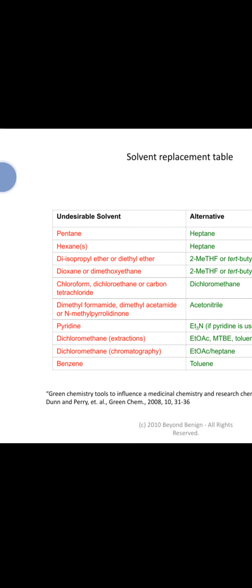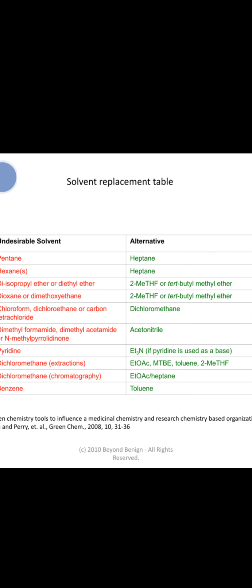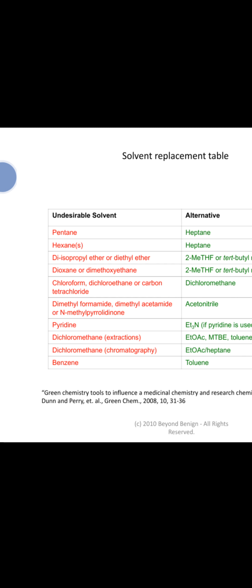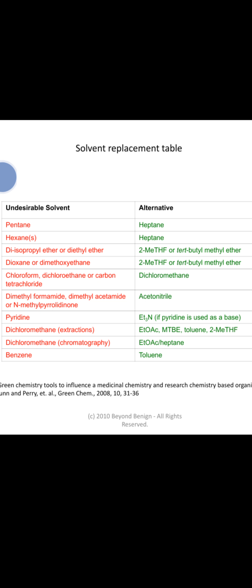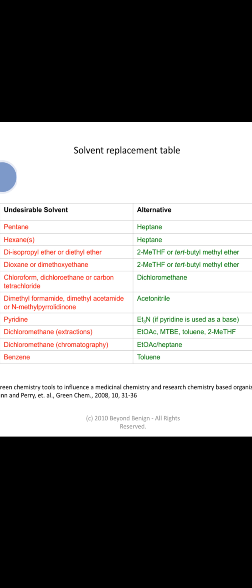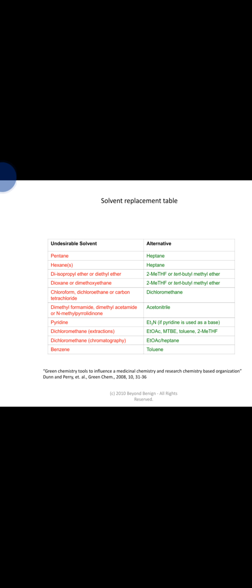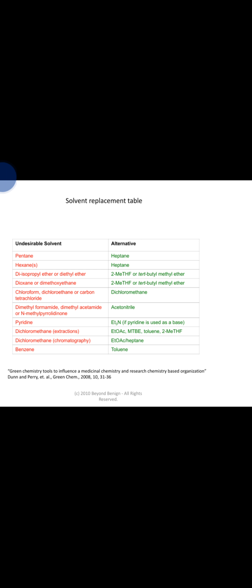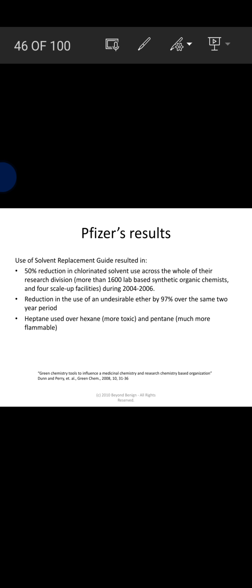So there are some solvents that can be replaced by other solvents: pentane with heptane, hexane with heptane, diisopropyl ether or diethyl ether with tertiary butyl methyl ether, pyridine with Et3N, that is triethylamine, and also benzene with toluene. Because of this, these red solvents can be replaced by some green solvents. And also we can use supercritical fluids like supercritical carbon dioxide as a solvent.